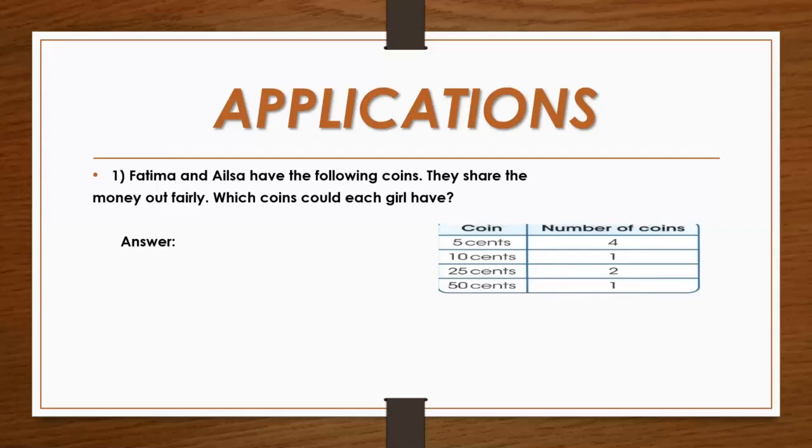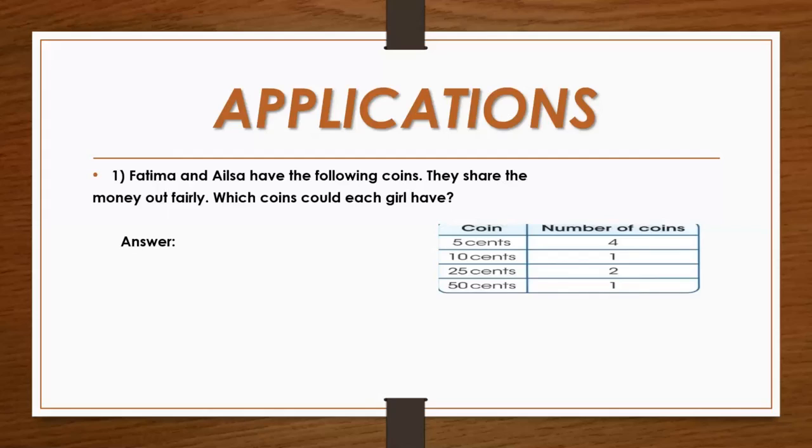Okay, so the very first step is finding the total money. How will you find the total money? In this tabular column, they have said that Fatima and Elsa have 4 coins of 5 cents. 4 coins of 5 cents means total how many cents? 5 multiplied by 4, that is 20 cents. So 4 coins of 5 cents implies 20 cents. Okay, what about 10 cents? They have 1 coin of 10 cents. So 10 multiplied by 1 is 10 itself.